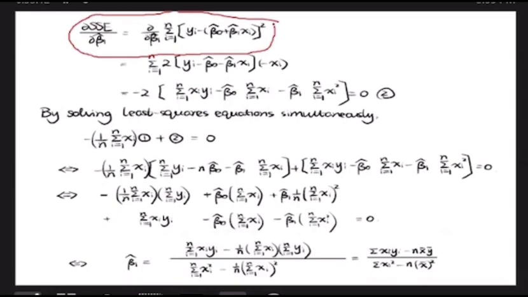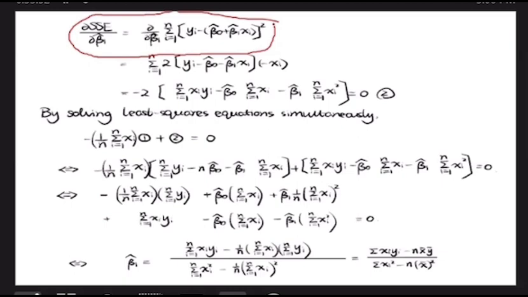You can decide to start differentiating first with respect to beta naught, okay? The sum of square error equals the summation of y minus beta naught cap minus beta 1 cap x bar, all squared. Okay, so I start from 1 to n. Sorry, this is yi. Okay, so just like what you have there, when I open the parentheses, it's going to be that.